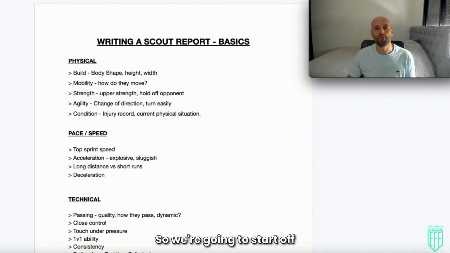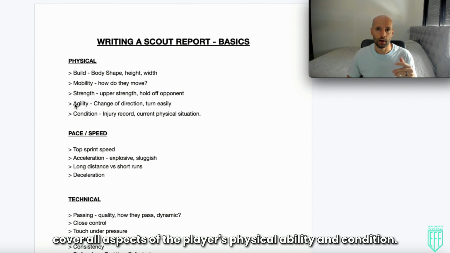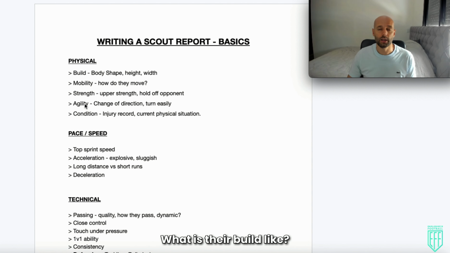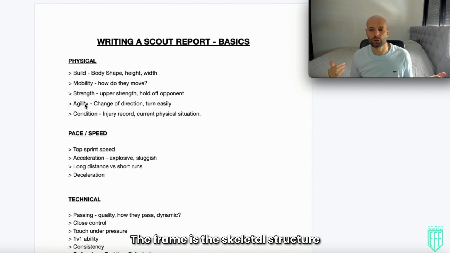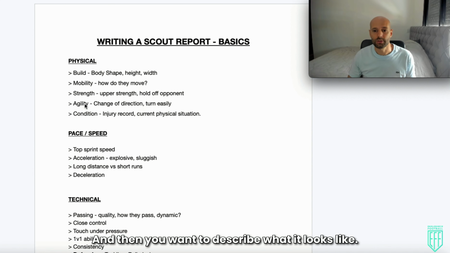We're going to start off with the physical side of the player. In this section, you want to try to cover all aspects of the player's physical ability and condition. But first, you want to start with their build. What is their build like? Their body shape, their height, their width, their frame. The frame is the skeletal structure that we typically refer to in English. And then you want to describe what it looks like.